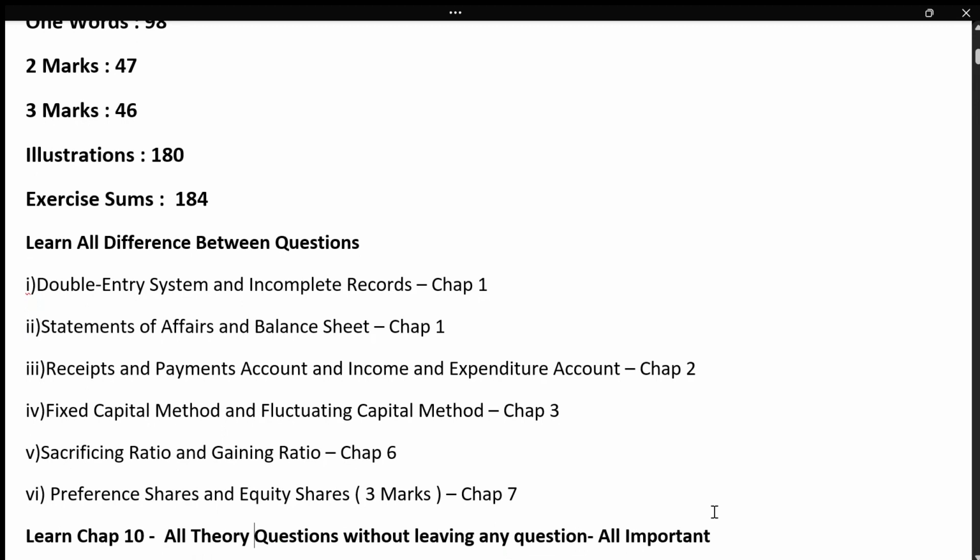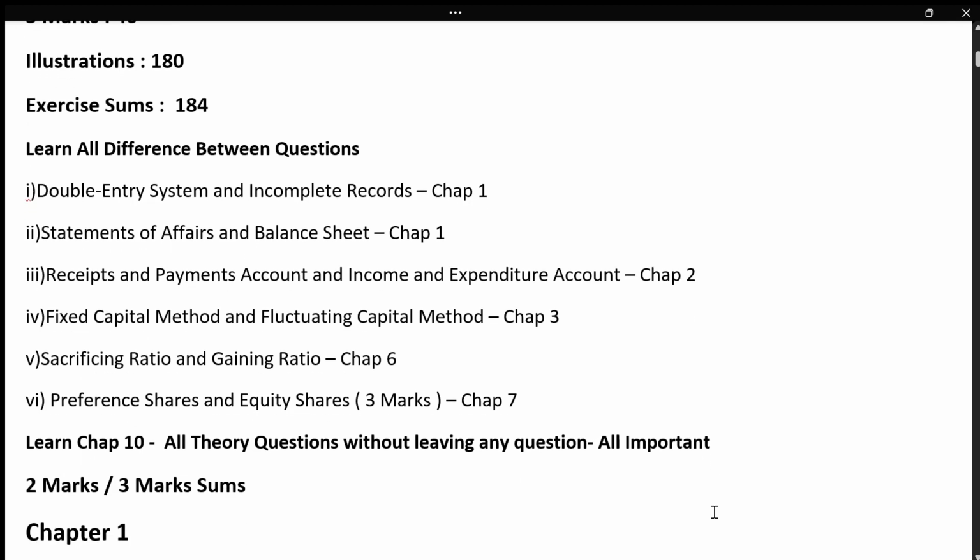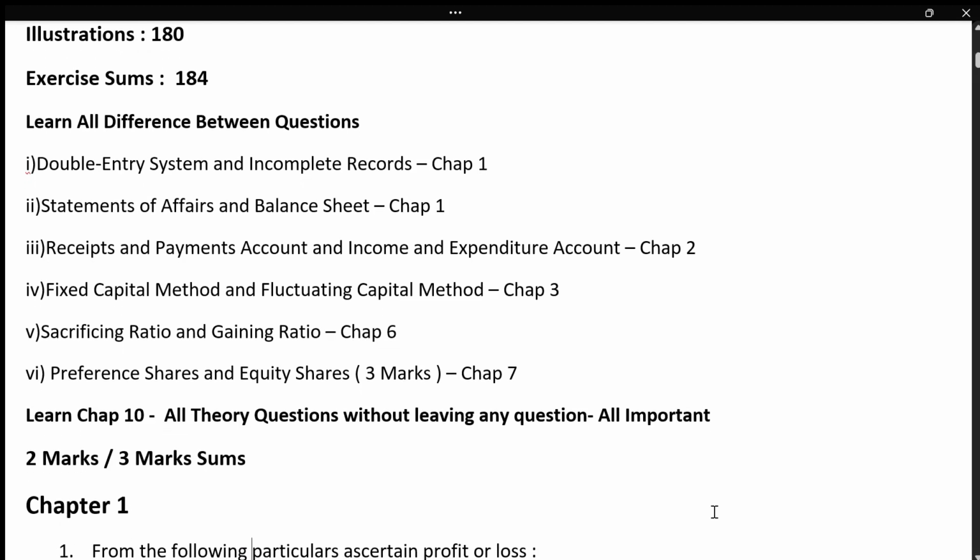See here, learning tips. First, start with the difference between questions. Go through all the difference between questions thoroughly. I have given the questions with the chapter number. In the 10th chapter, don't leave any question, learn all the questions. Any question may be asked, so all questions in that chapter are important.